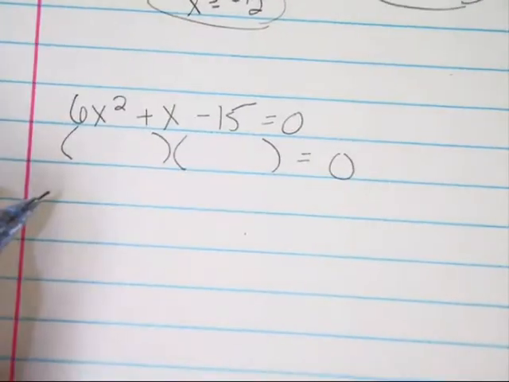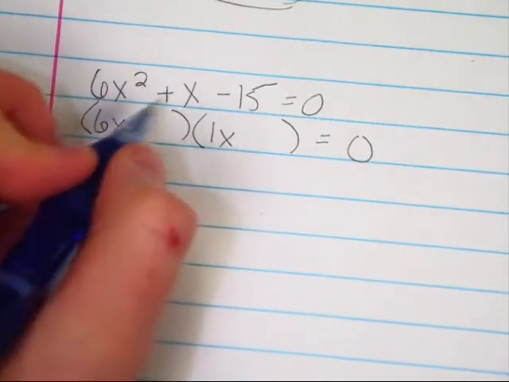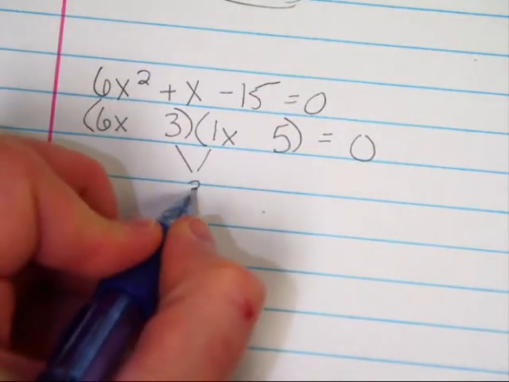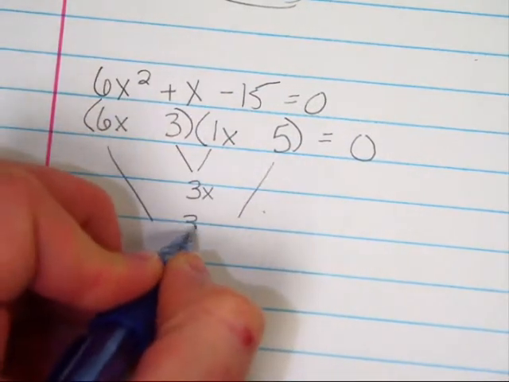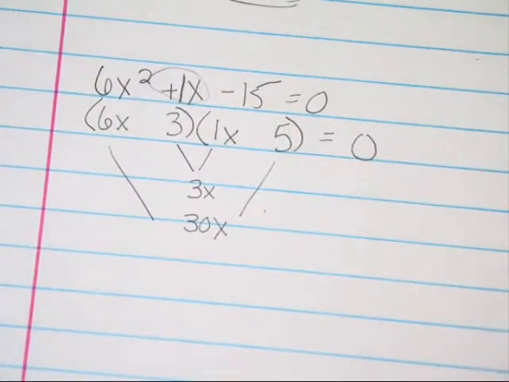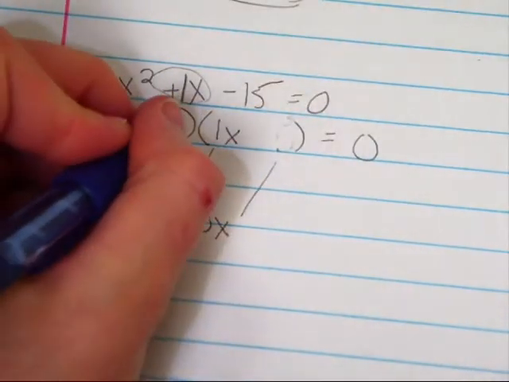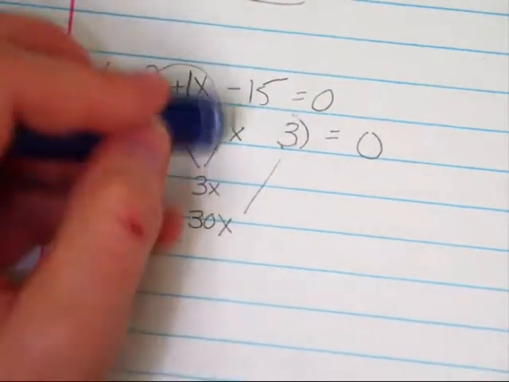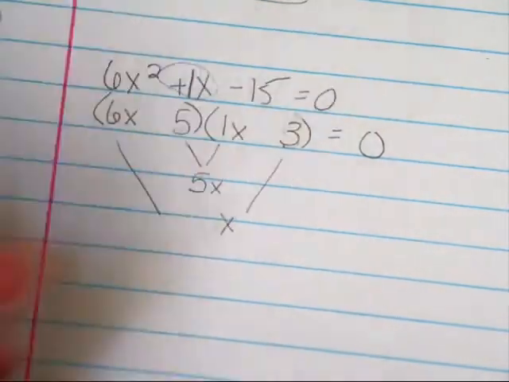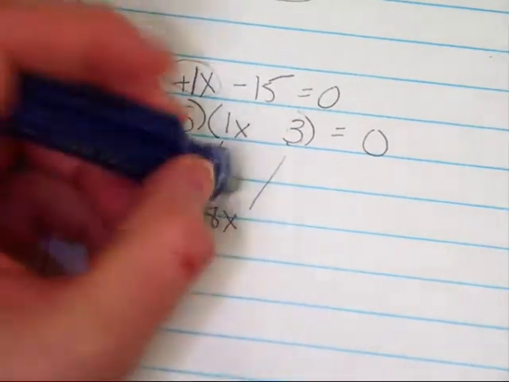Let's try some random factors of 6, like 6x and 1x, and random factors of 15, 3 and 5. Let's test. That would make a 3x. That would make a 30x. That would never give us the 1x in the middle that we need. Let's try switching the 3 and the 5. The middle would give you 5x, and the outsides would give you 18. Again, that would never give you the 1 that you need in the middle.